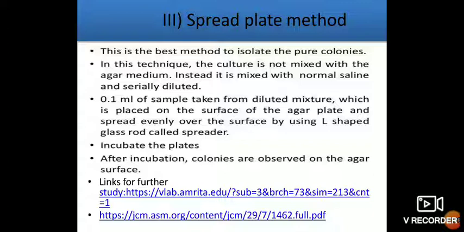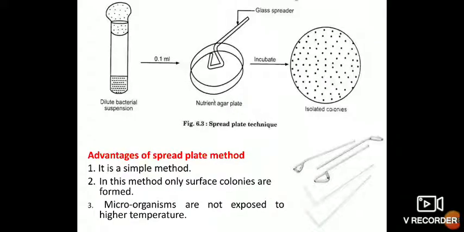Then the final one is the spread plate method. As we mentioned earlier, with the help of the L rod, we need to spread the culture above the surface of the plate, as we already showed in the diagram. Here it shows how to perform the experiment. You can see the diluted bacterial sample, 0.1 ml, is taken and spread on nutrient agar, and then you can see the isolated colonies above the surface of the plate. The advantages of the spread plate method are that it is very simple, the colonies are observed above the surface, and microorganisms are not exposed to high temperature. Okay.